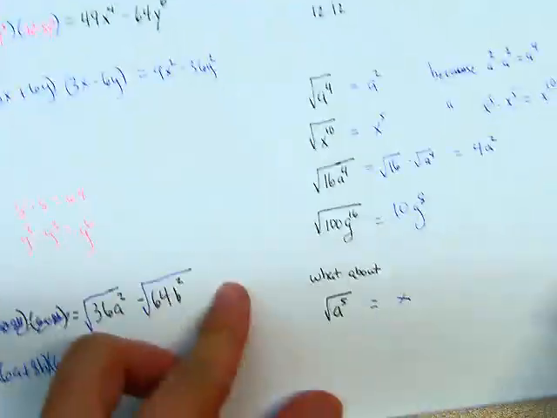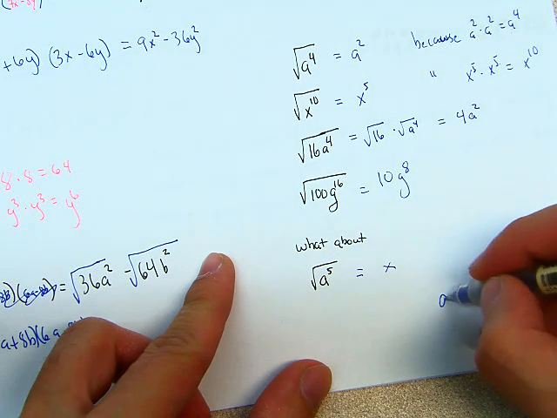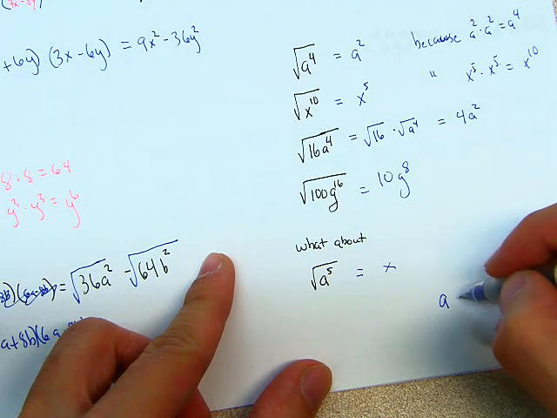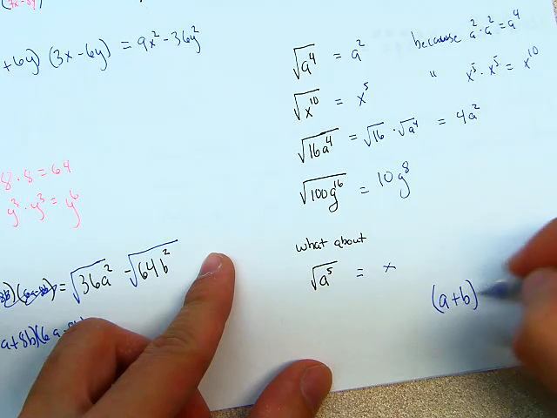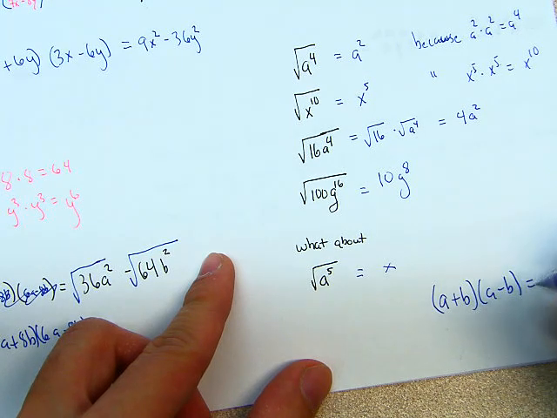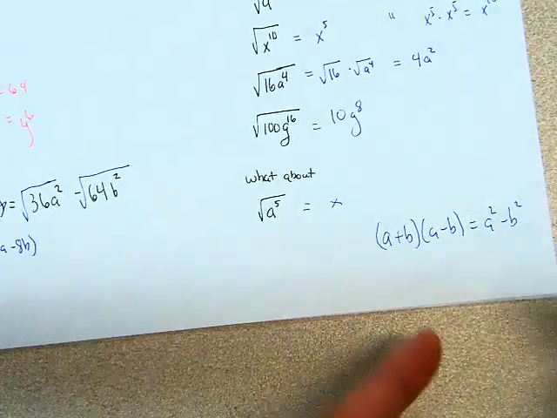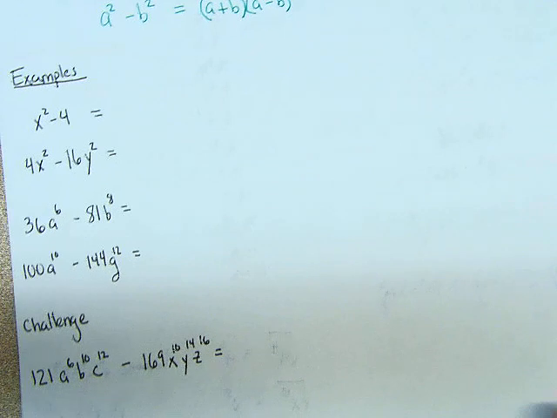Let's see, just a little recap. A plus b times a minus b is equal to a squared minus b squared. Okay, this you've seen before. This is just a little warm up. What I'd like you to do is try and work on these.